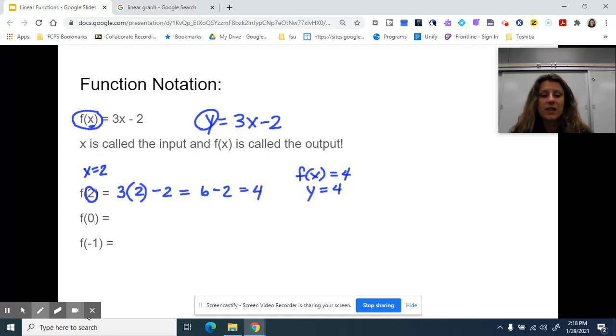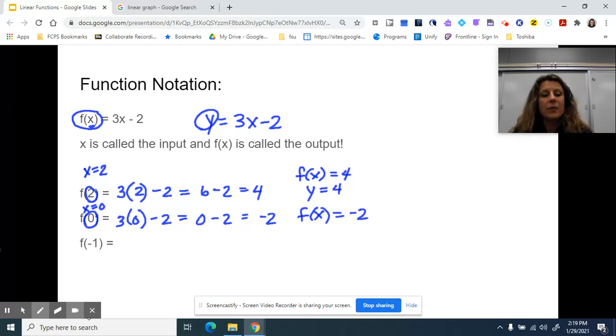Okay, the next example says f of 0. So this tells me the input is 0, or x equals 0. So let's plug 0 in for x. 3 times the x value of 0 minus 2. If we evaluate, 3 times 0 is 0, minus 2 gives me negative 2. So when x equals 0, f of x equals negative 2, or the output equals negative 2.